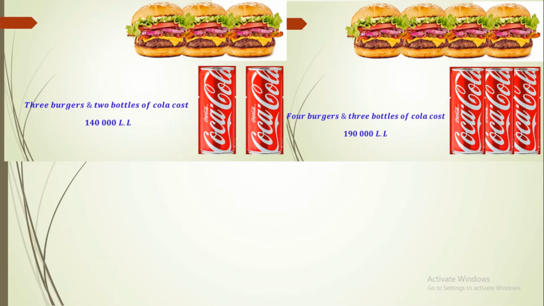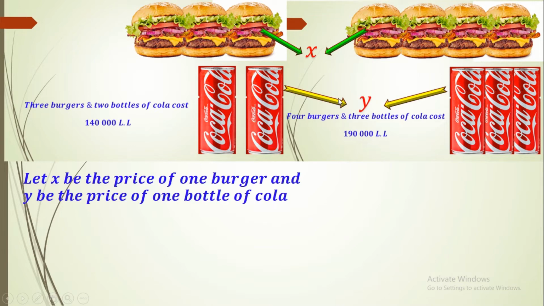Actually, we need to solve both pieces of information simultaneously, meaning at the same time, in order to know the price of a burger and the price of a bottle of cola. Here we can name the unknowns. Let X be the price of each burger, and the price of a bottle of cola, which is also unknown, we represent by Y. So let X be the price of one burger and Y the price of one bottle of cola.